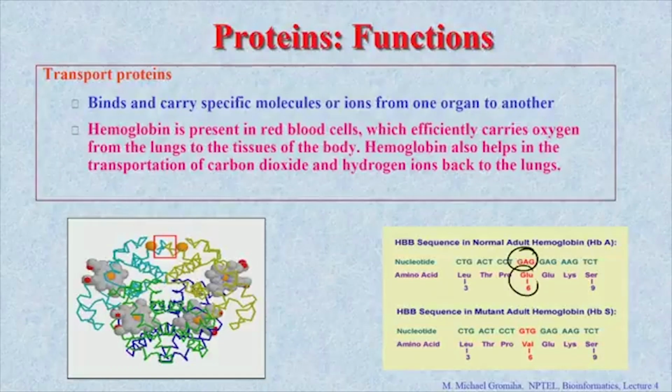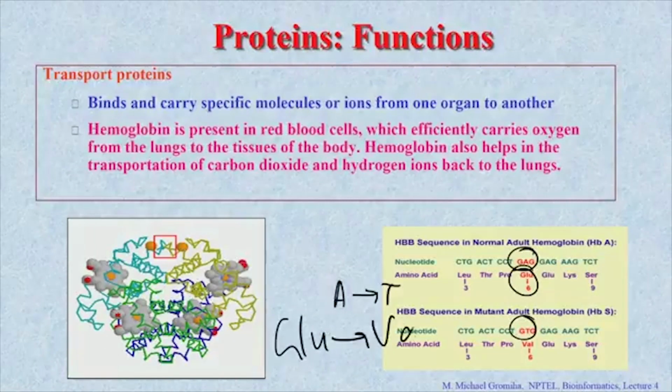For example, here if you see this GAG, right. GAG codes for glutamic acid, if it is converted to GTG, right. So A is changed to T, then it changes glutamic acid to valine. Now just now we discussed different characteristic features. Which type of amino acid is glutamic acid? Charge, negative charge, right. But valine?